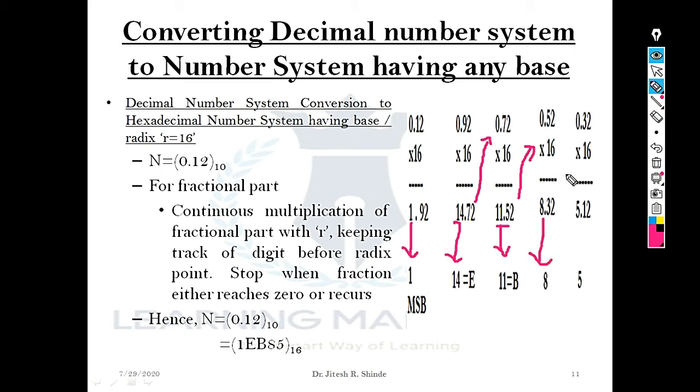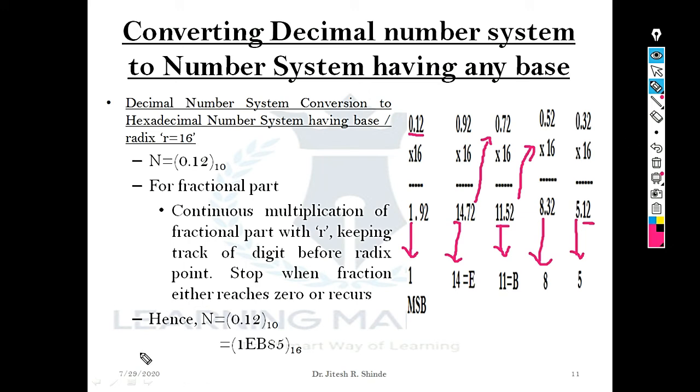0.32 multiplied by 16 gives 5.12. 5 we have noted down. Now what are we getting? 0.12. From where did we start? 0.12. It means it is recurring here, so we will stop here. It is recurring here, that's why we are not carrying out the process further.